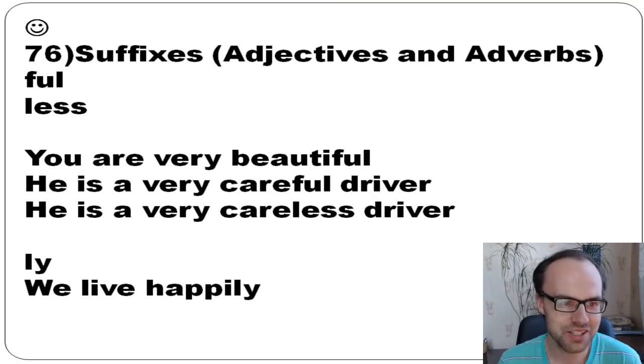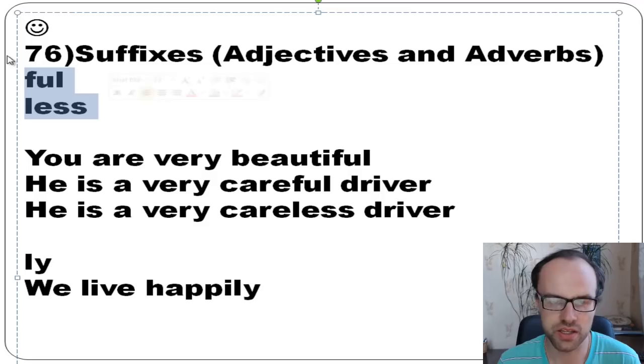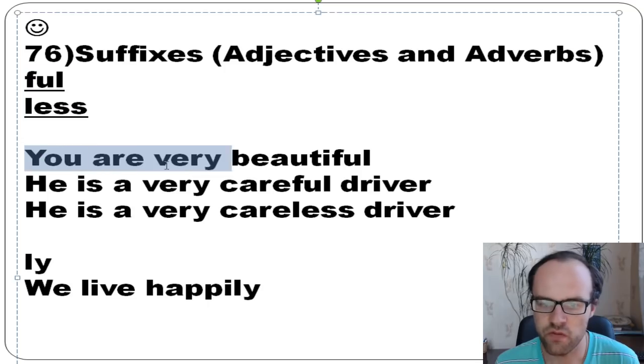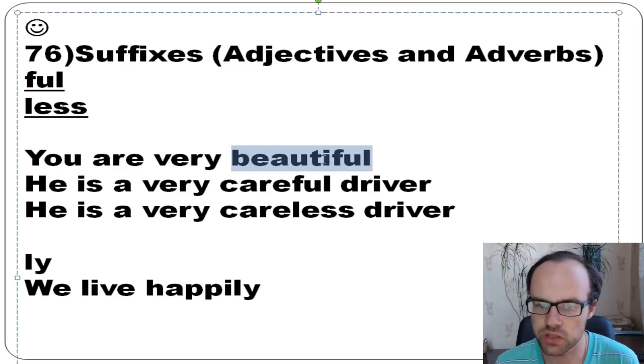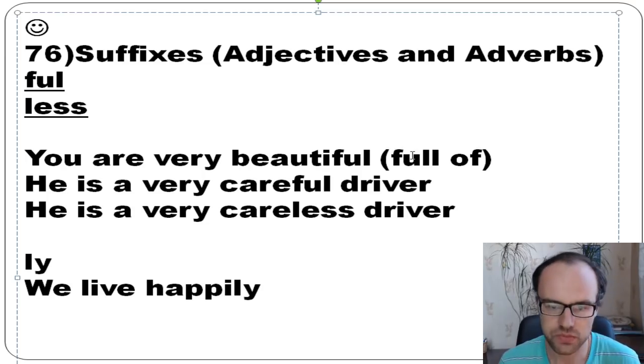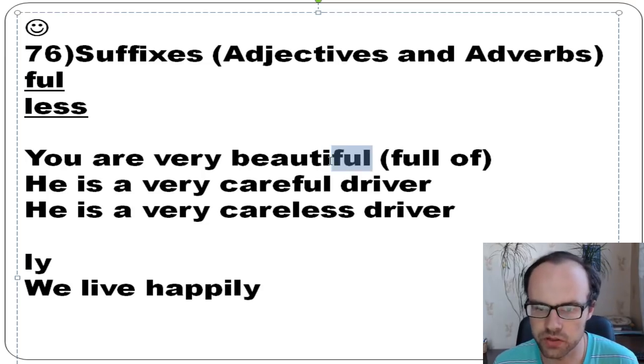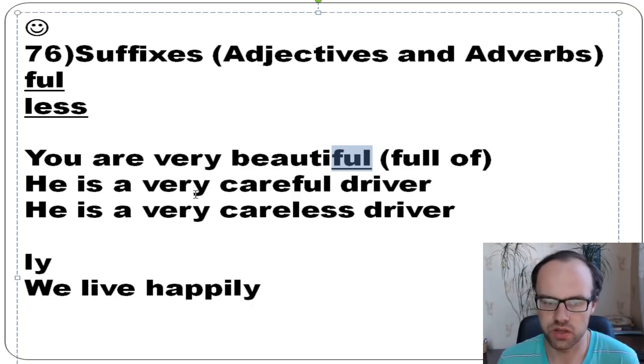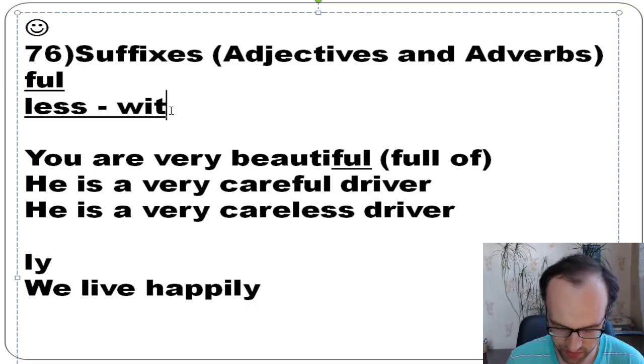Okay, so suffixes for adjectives and adverbs. Full and less. These are very common adjective suffixes. You are very beautiful. So full means full of. It means full of beauty. Good. So careful: he's a very careful driver, so full of care. And less means without. Less means without.